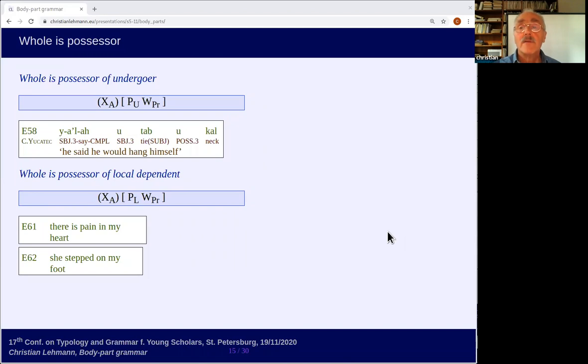And second, the whole is possessor of a local dependent. P may have the function of a local dependent. This is illustrated in example 61 for a situation without an actor, and in the following example for a situation with an actor. You know that, for instance, this situation is coded very differently in different languages.